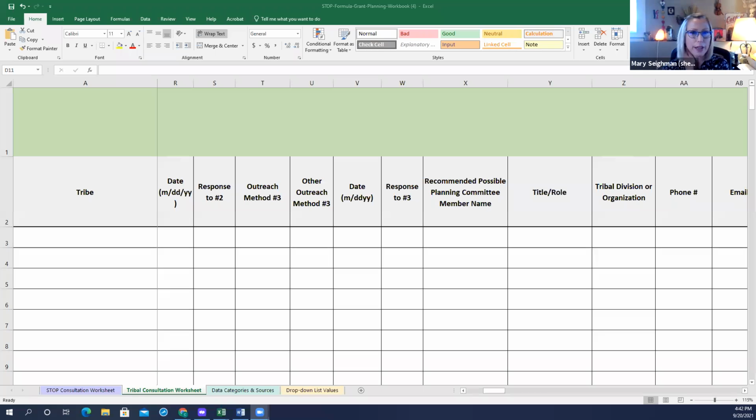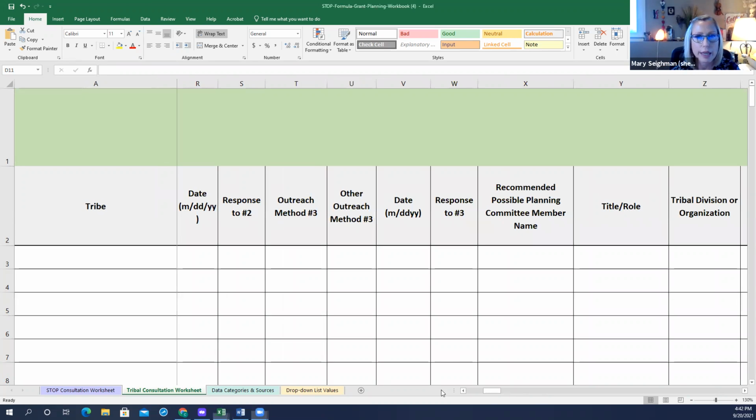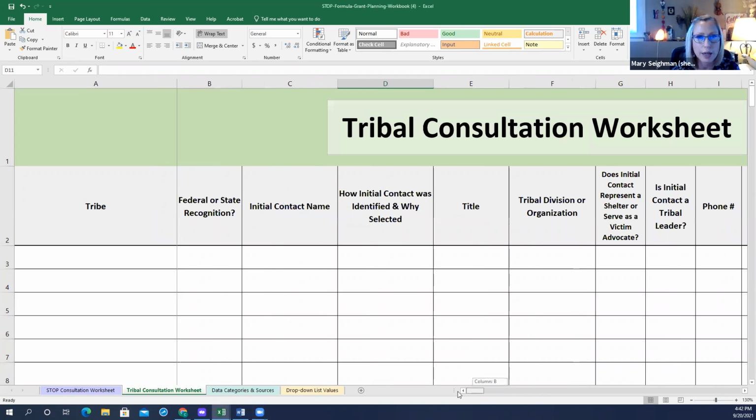And then I also wanted to point something out about the sheet that relates to your consultation with tribes too. There are a lot of columns in that sheet. I realize it's kind of massive, and I wanted to explain a couple of things that you might have questions about. The first is, I don't know if Courtney has that. Yeah, thank you. So there's one column where it says initial contact or something like that.